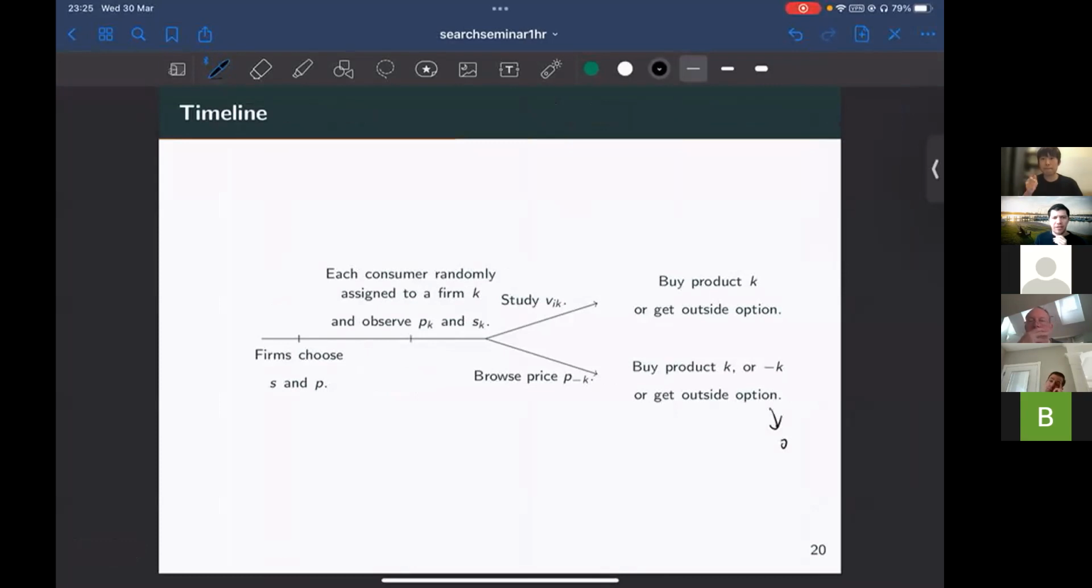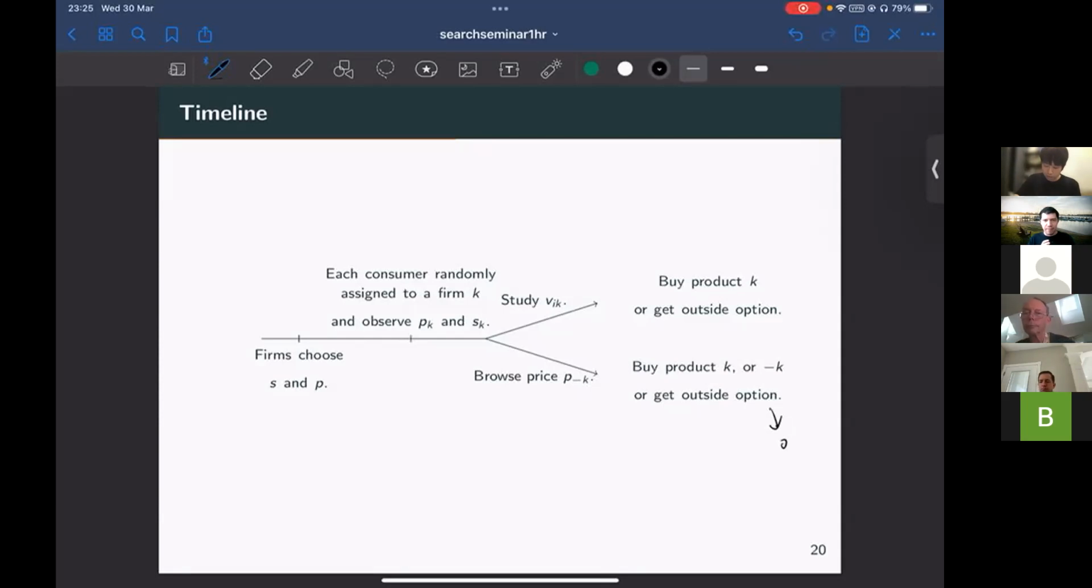To clarify then, they can't search deeper and then search the other price and then search the other value. Mechanically, if they search deeper, they can't search wider in this model. Yes. So we actually look. Yeah, of course, that's not realistic at all. In real life, we want to allow them to search more.